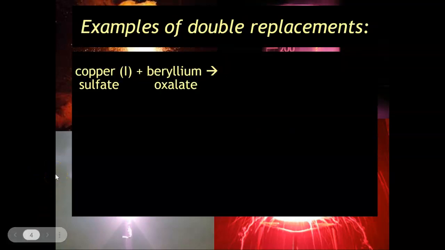So let's take a look at an example. We have copper 1 sulfate plus beryllium oxalate. Okay, so these are our two compounds. Remember, just like in our last lesson, like will replace like. So metals will replace metals, and nonmetals will replace nonmetals. So here, copper and beryllium, these are both metals. They're going to be the switcheroos, right?